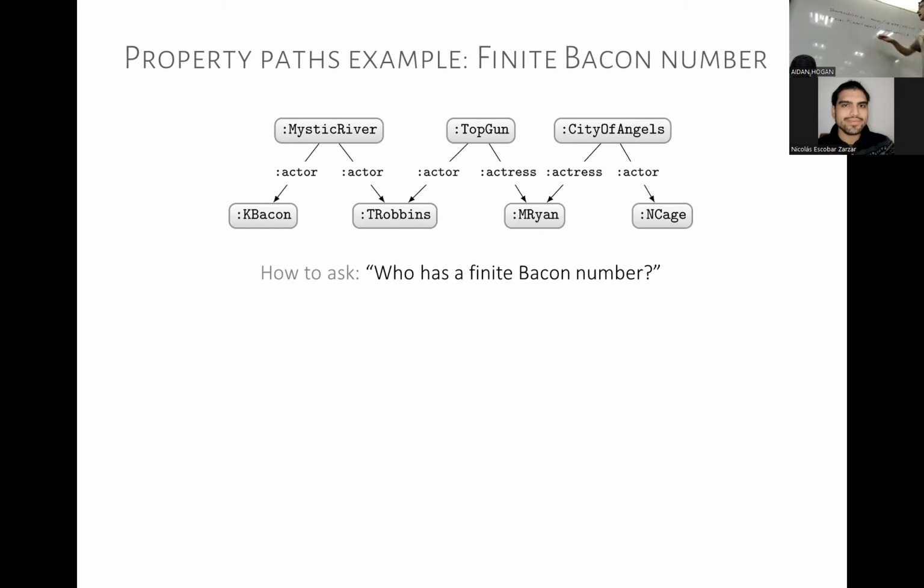Okay, so we have inverse of actor or actress, which gets us from Kevin Bacon to the movie Mystic River, then forward to the actor or actress, which gets us to Tim Robbins, and then we do that recursively. So it means that from here we can also navigate to Top Gun, and from Top Gun to Meg Ryan, and this is another result, and then back through actress, City of Angels, to actor Nicolas Cage. Okay.